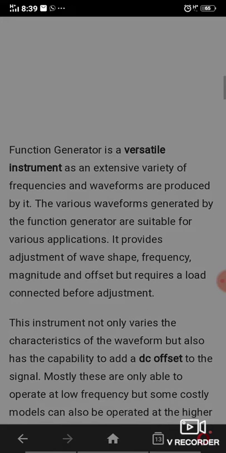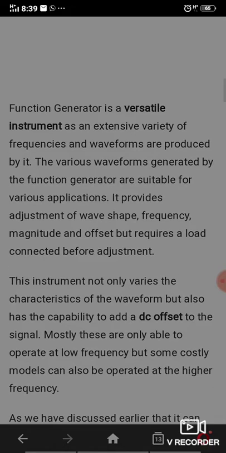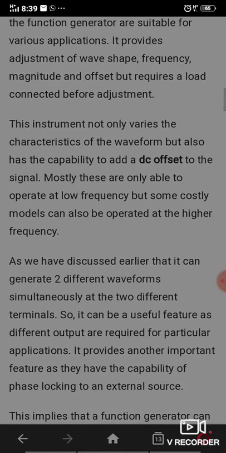This instrument not only varies the characteristics of the waveform but also has the capability to add a DC offset to the signal. Mostly these are only able to operate at a low frequency, but some costly models can also be operated at a higher frequency.